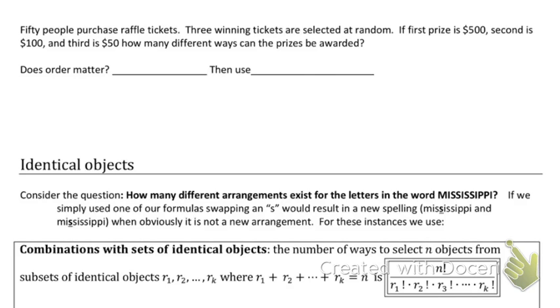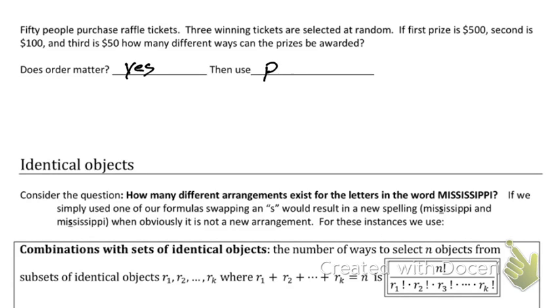All right, this one says 50 people purchase raffle tickets. 3 winning tickets are selected at random. First prize is $500, second is $100, third is $50. How many different ways can the prizes be awarded? So I grab 3 people and I say you win. Do I now organize those people in a specific way? Yes. Now I take those 3 people and I say you're first, you're second, you're third. So if the people you take you then organize, then order matters. So order matters on this one.